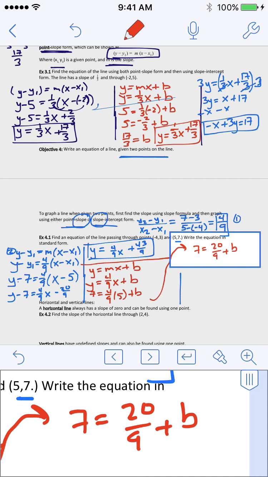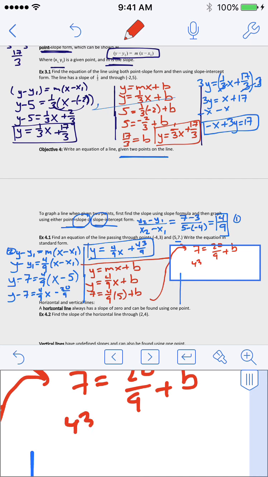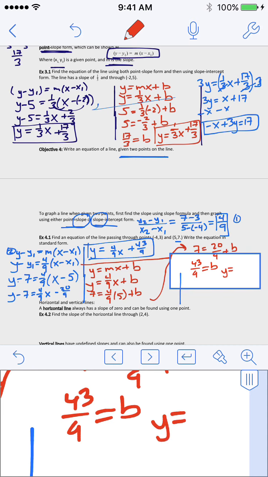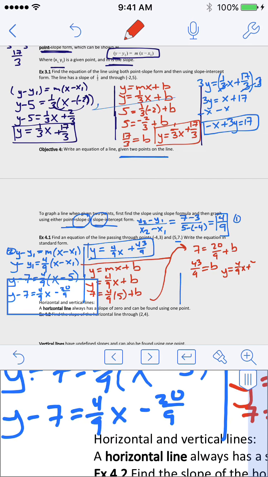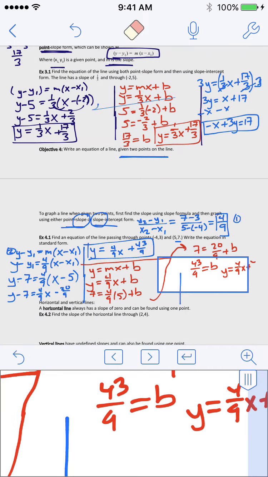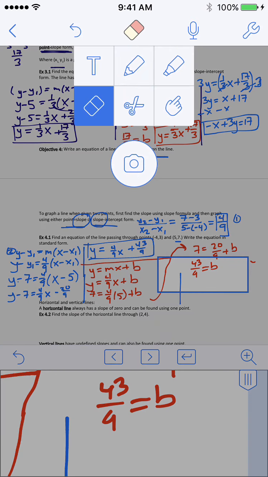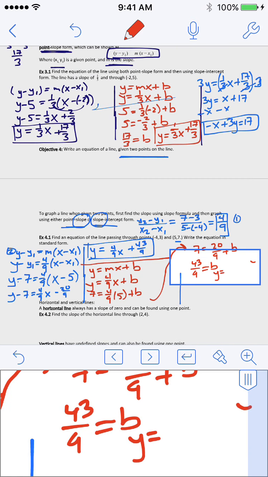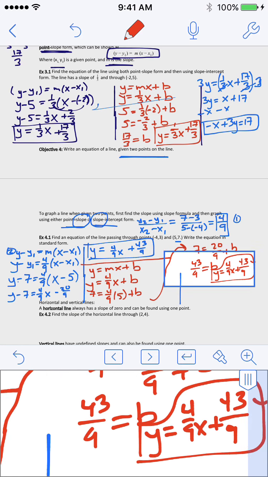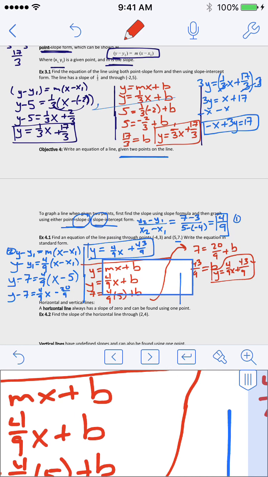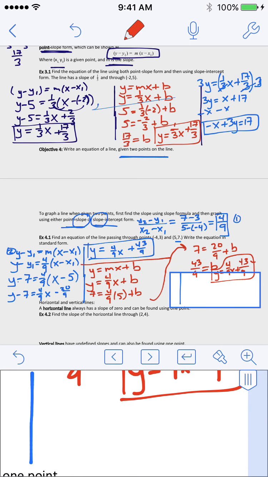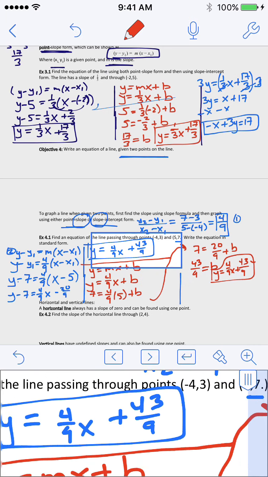Subtract 20/9 from both sides. You end up with b is equal to 43/9. And again, we end up with y is equal to 4/9 x plus 43/9. Okay, you know what? I'm going to scooch it over just a little bit so I can actually fit it on the page. We get the same thing either way. So again, it's a personal choice. I prefer point slope form. I don't know why. It's about equal work, right? But it's up to you, whichever one you want. You end up with the same thing.